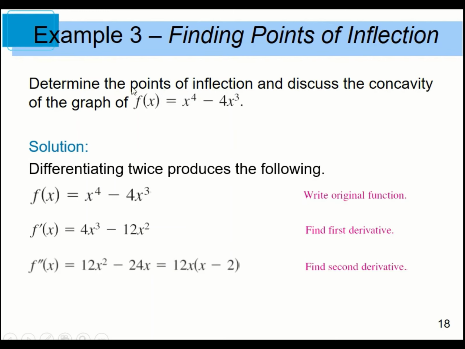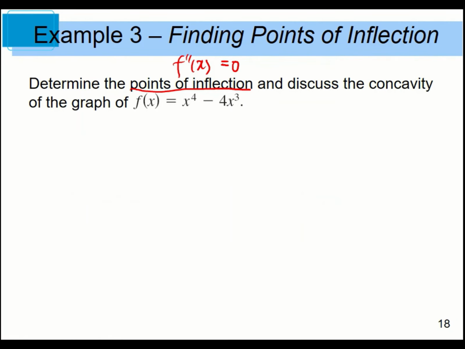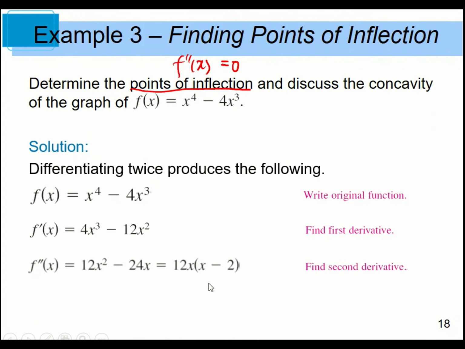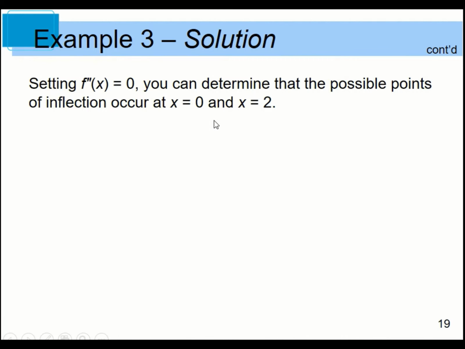So to find the point of inflection, what is the formula that we need to know? We know that for the point of inflection, f double prime has to be 0, as mentioned here. So when we let this be 0, 12x(x minus 2) equals 0. So we will know that x is 0 or x is 2. These 2 points are the possible points of inflection.